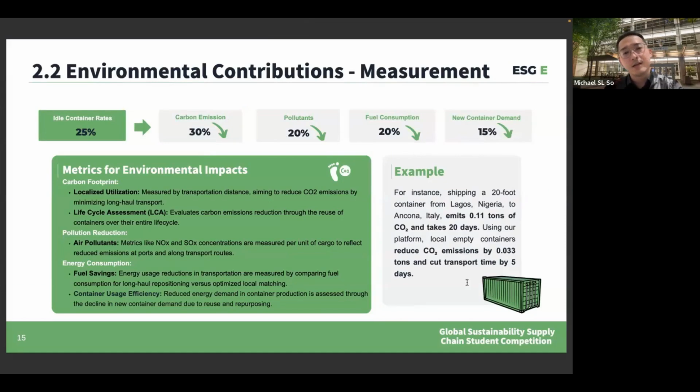To quantify the environmental contribution, we assume a 25% improvement in idle container rate, and we have adopted 4 metrics. We expect to lower environmental footprints and see a 30% reduction in carbon emission, a 20% reduction in pollutant concentration around the port area, a 20% decrease in fuel consumption, and a 50% decrease in new container demand. For instance, if we can match a container demand locally instead of shipping it all the way to Italy, it can reduce 30% of carbon emission and reduce transportation time. Thank you.